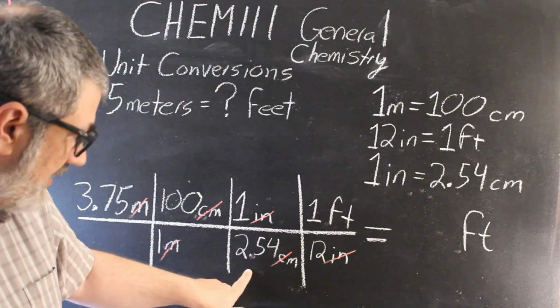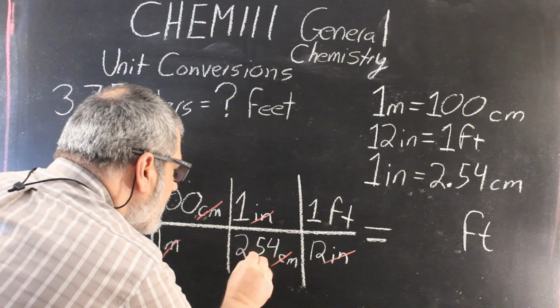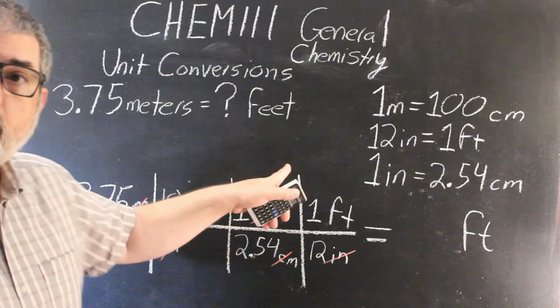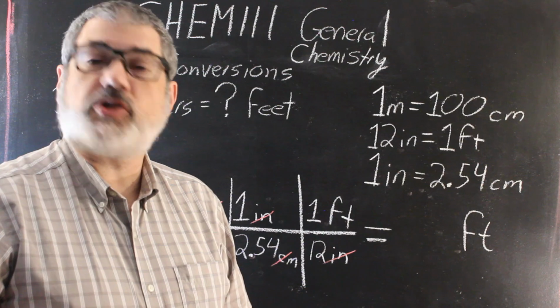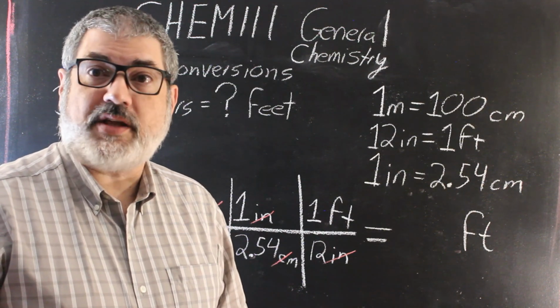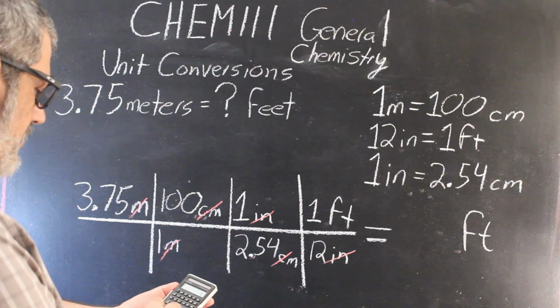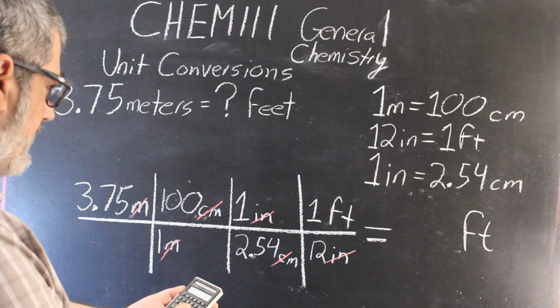So now I just need to take 3.75, multiply it by 100, divide it by 2.54, divide it by 12. Obviously, you could multiply it and divide it by the ones, but that's not going to change the answer. So again, you can use a little common sense for your algebra. 1 times something is the same thing, 1 divided by something is the same thing. So in a moment, I will have a numerical answer.